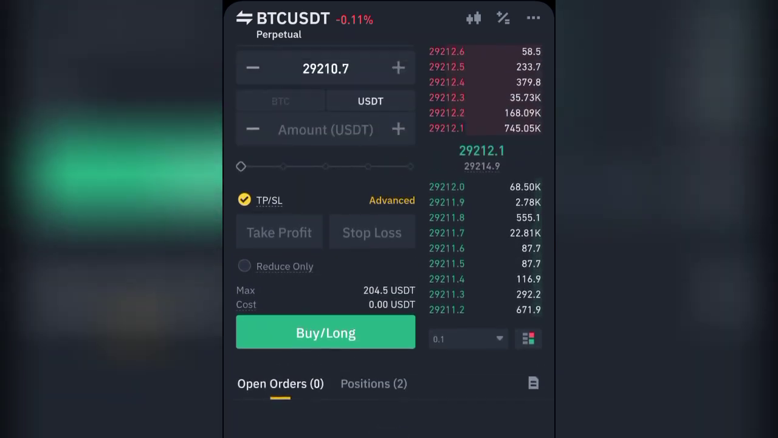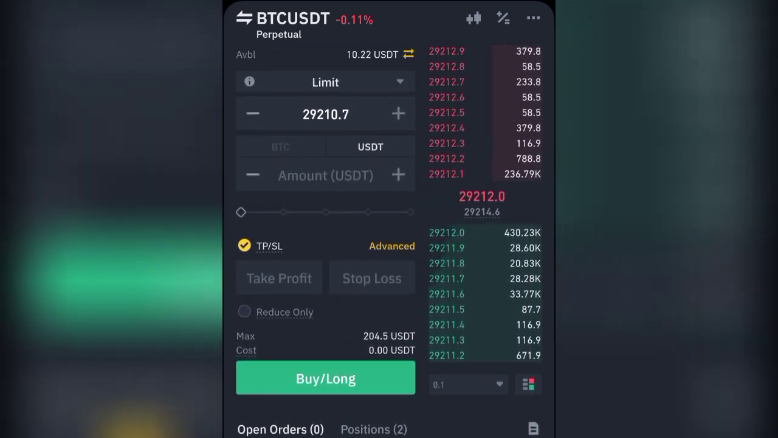But if you did not set your stop loss and the trade just goes against you, one movement of maybe 5% and you will get liquidated immediately. So it's very important you utilize your stop loss and take profit.